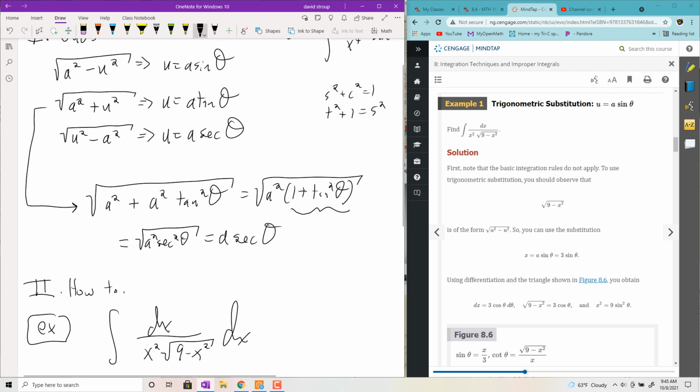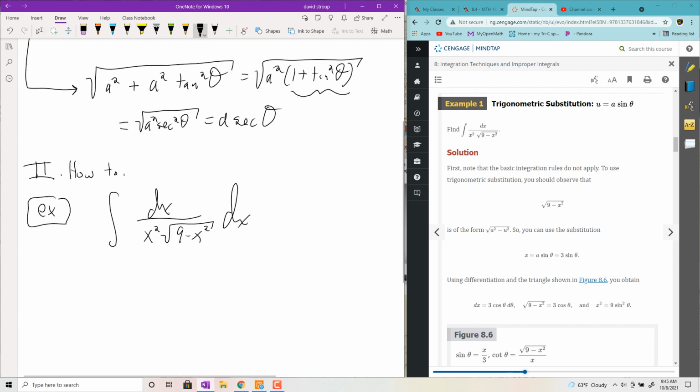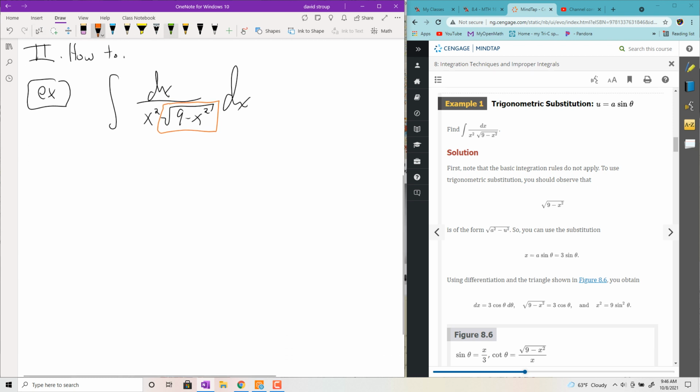So the a is a constant. Above here on the left, the a is a constant, the u is a variable. So our u is x, okay? And then our a is going to be 3, right? So it's this thing that is dictating the u sub, all right? So I'm going to get my u sub. I'll say let x equal a sine theta, right?